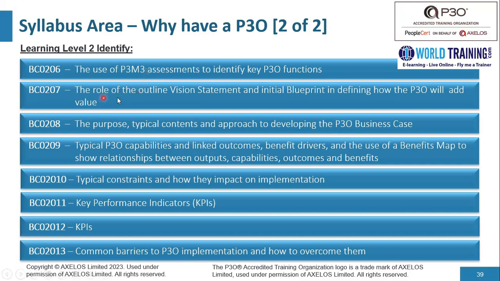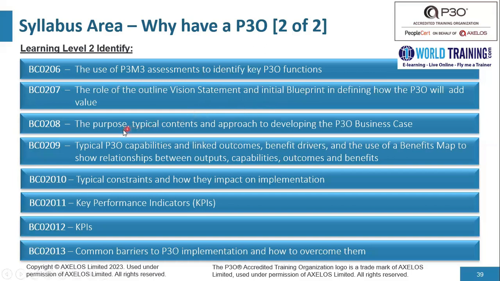And we would also look into the role of the outline vision statement and initial blueprint in defining how the P3O will add value. In other words, when we implement a new P3O model, we need to look into what our vision is. What is it that we are targeting? And what are the capabilities? What would be the target operating model in terms of the kind of functionalities that we would have as a part of the P3O model? So we would examine that particular bit of the syllabus.